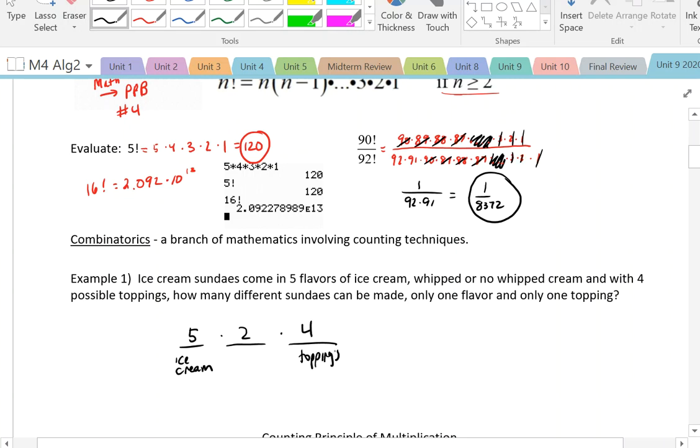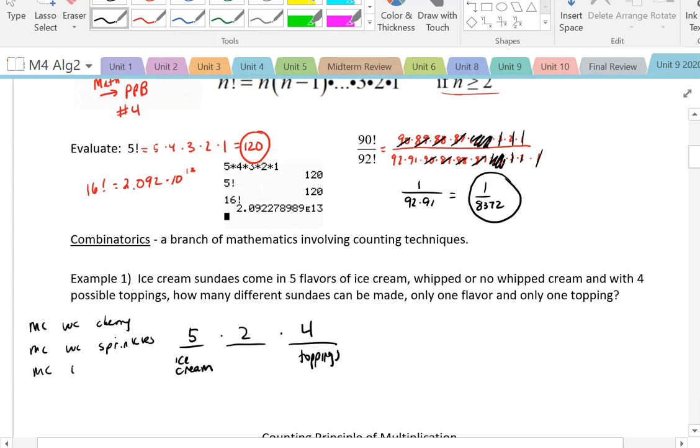So basically we're talking about like that I could have mint chocolate chip with whipped cream and a cherry. Or I could have mint chocolate chip with whipped cream and sprinkles. I'm not going to write out all of the options.